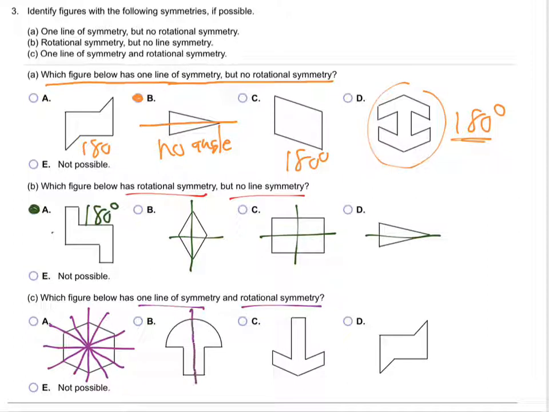This one has one line, but it doesn't have rotational symmetry, right? If you flipped it halfway around, it would look different. You'd have to go all the way around, and we don't count that because anything will do that. And how about the anchor thing here, the arrow going down? It's got one line, but no rotational, huh? And how about this one? This one has a 180-degree rotation. If you turned it halfway around, it would look the same. But it doesn't have any lines, does it? No lines. So this is not possible on that one.